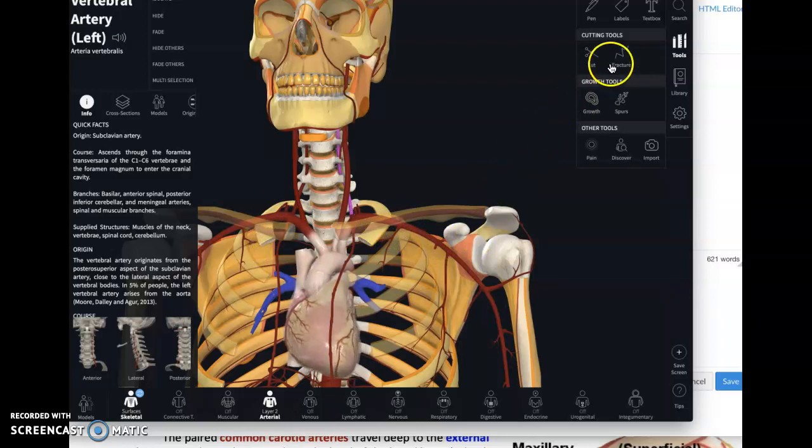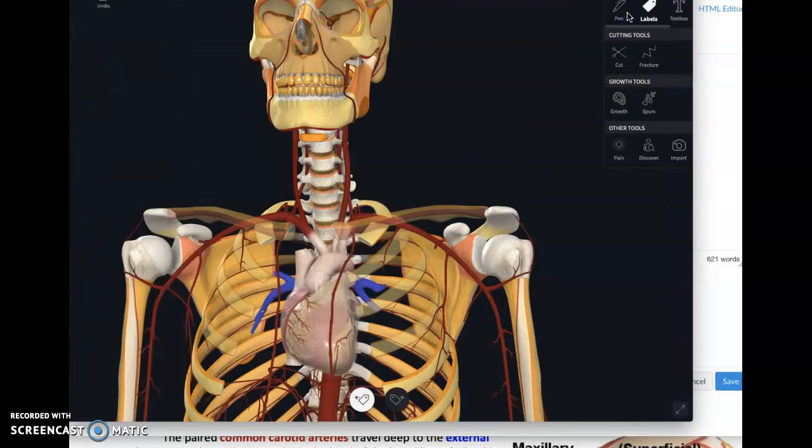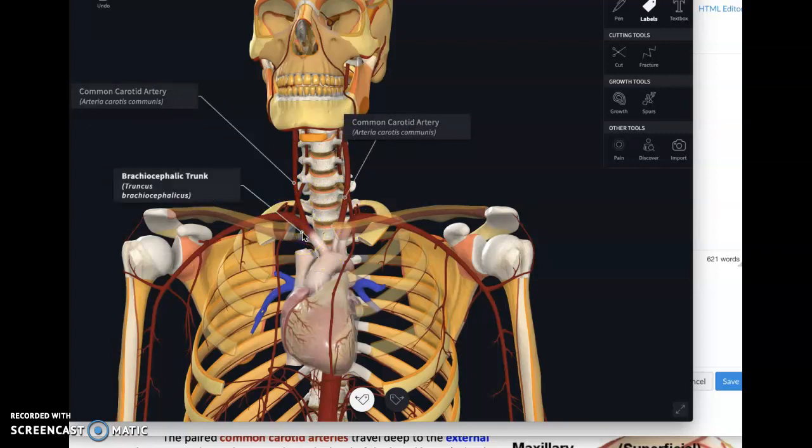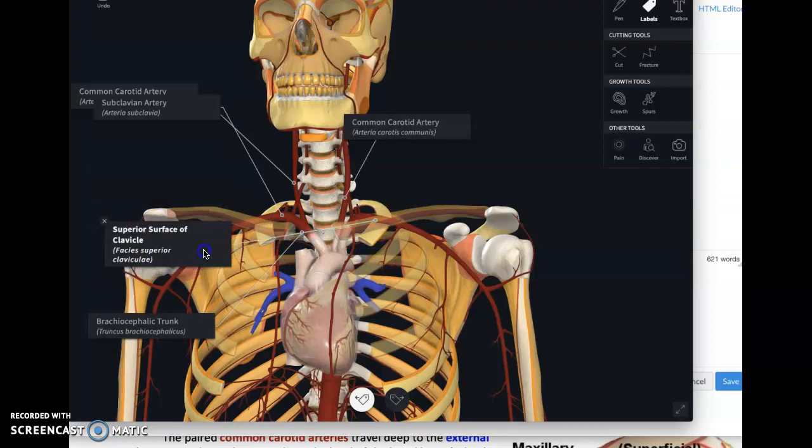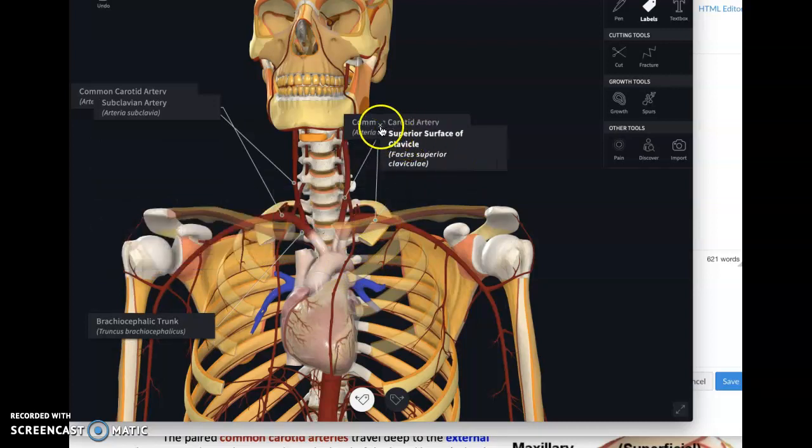So again, for all the pinning, you go to labels. It's going to label it for you. So let's do left carotid, right carotid, brachiocephalic, and subclavian on that side. Subclavian, oopsie, that's a clavicle. Subclavian on this side.